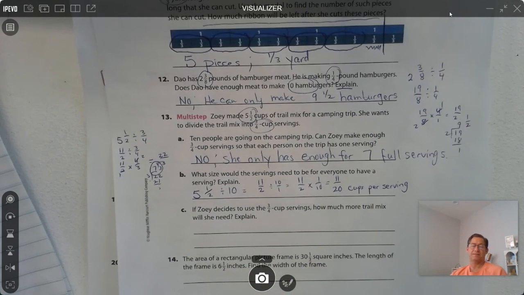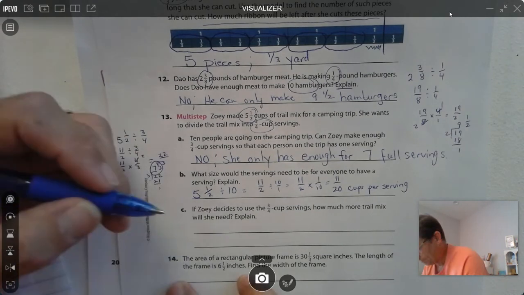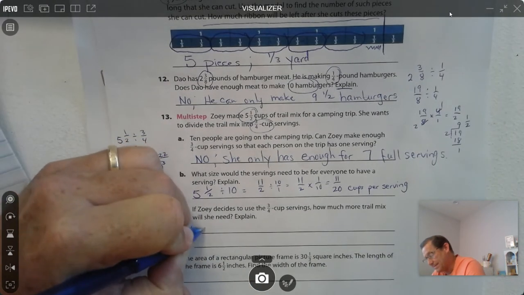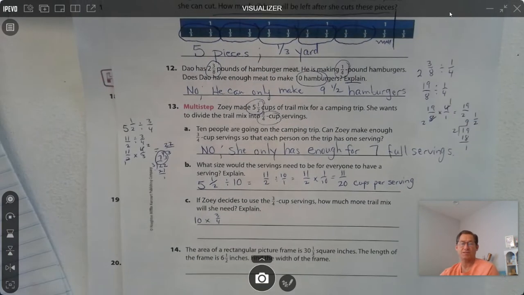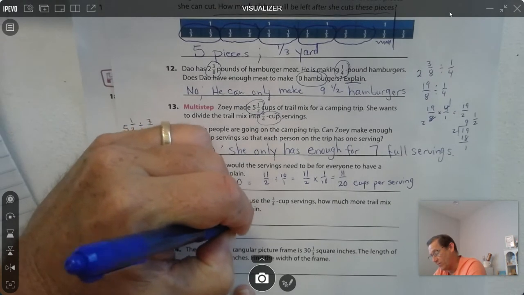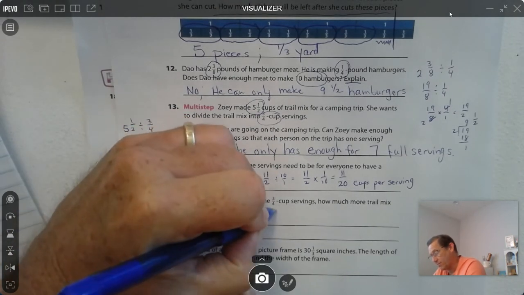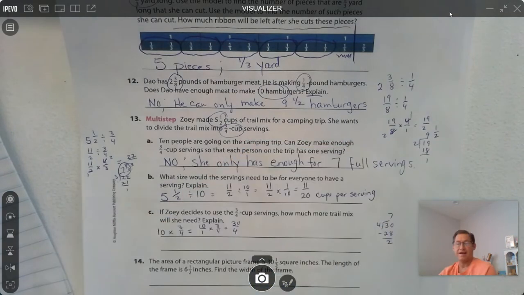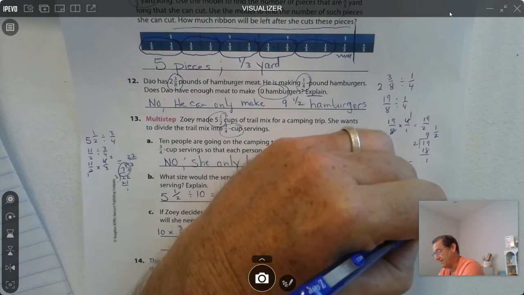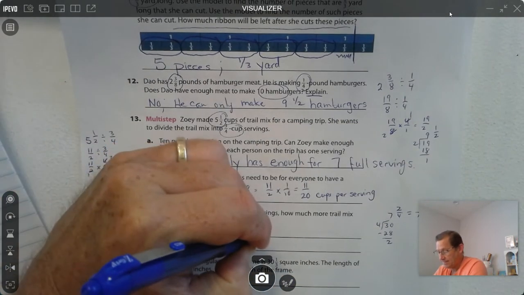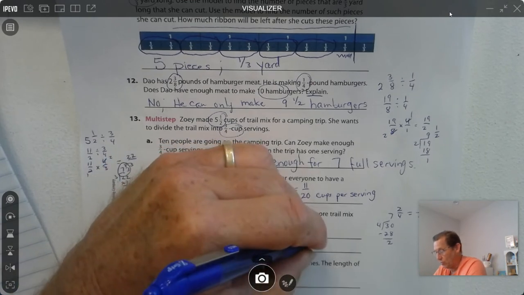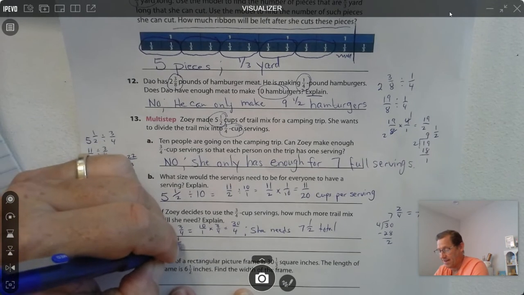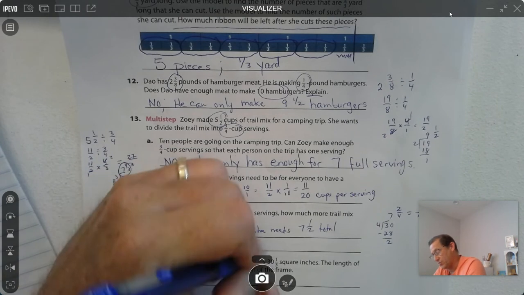All right, well, what if she decides to use the 3/4 cup servings? How much more trail mix will she need? All right, so if we go 10 times 3/4, that's going to tell us how much total she would need. So we have 10 over 1 times 3/4. So that would be 30/4. Well, let's divide that over here. And we'd have 7 2/4, which is the same as 7.5. So she needs 7.5 total. She has 5.5. So 7.5 minus 5.5. She's going to need 2 more cups.